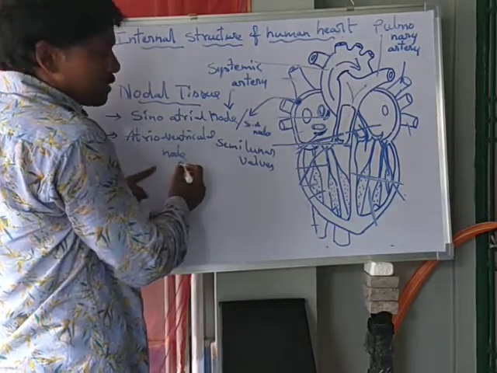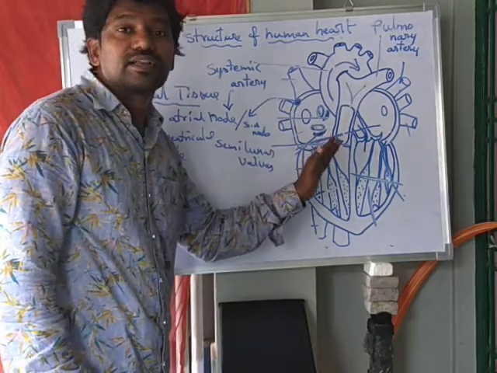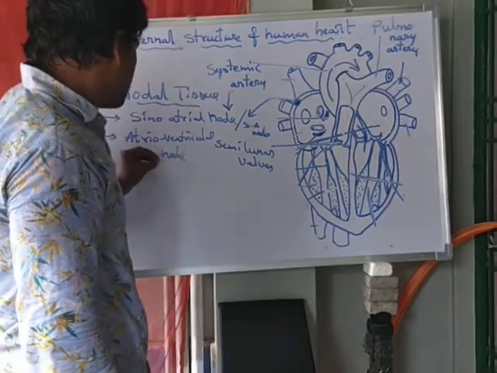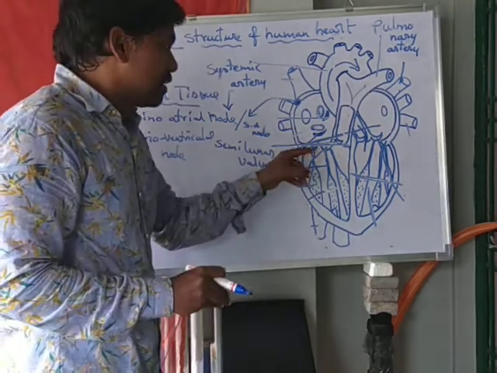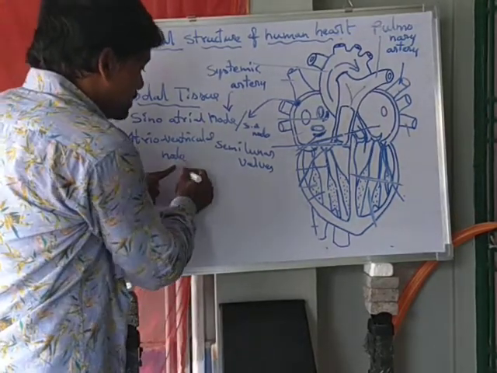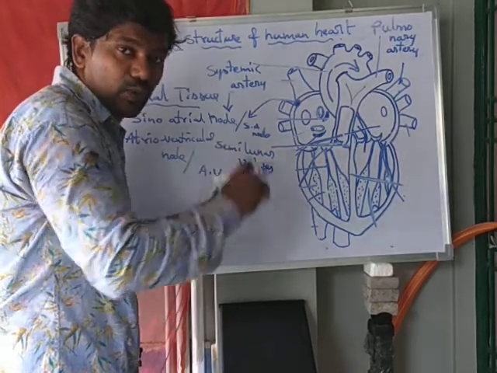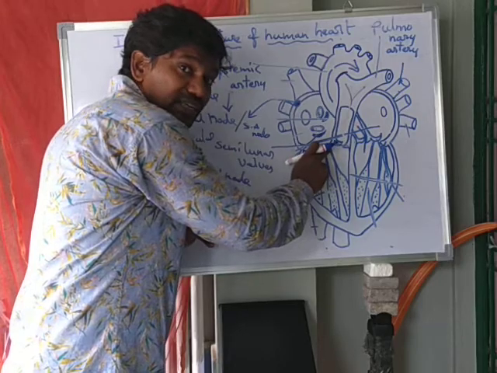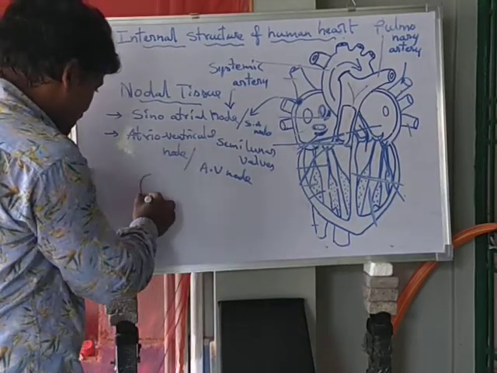Next, the atrioventricular node. The atrioventricular node is present in the lower left corner of the right atrium, close to the atrioventricular septum. The atrioventricular node is also called the AV node. The AV node is present in the lower left corner of the right atrium, close near the atrioventricular septum.